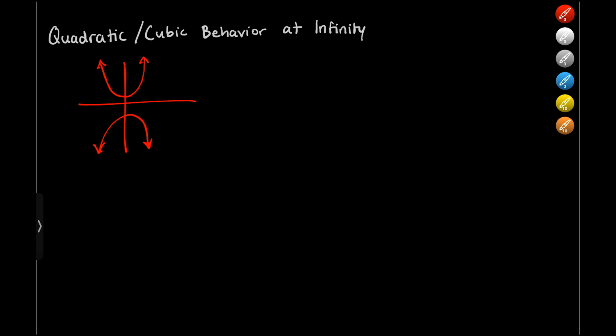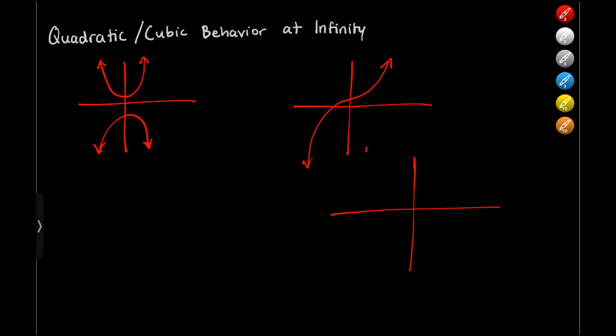And then for cubic functions, there are the cases of something like this, or something like that. In this situation, as you go to negative infinity, y also approaches negative infinity, and when you go to positive infinity on the x-axis, you go to positive infinity on the y-axis. And for this scenario, when you go to negative infinity, you actually go upwards to positive infinity on the y-axis, and when you go to infinity, you go down to negative infinity on the y-axis.